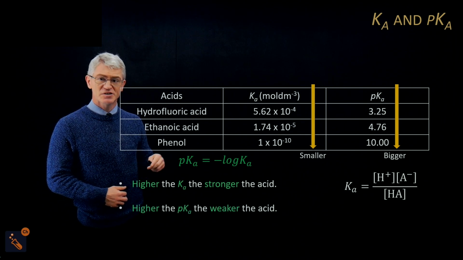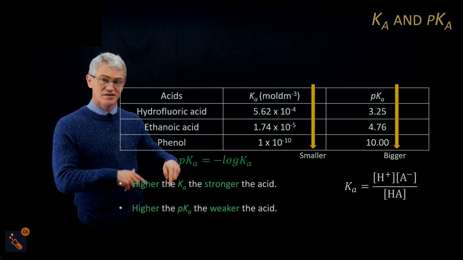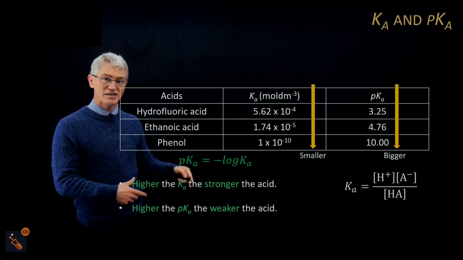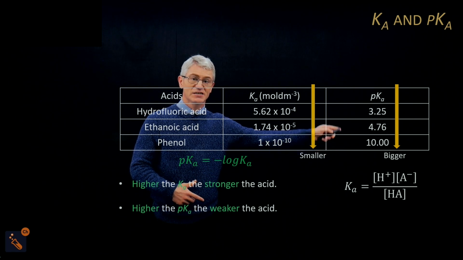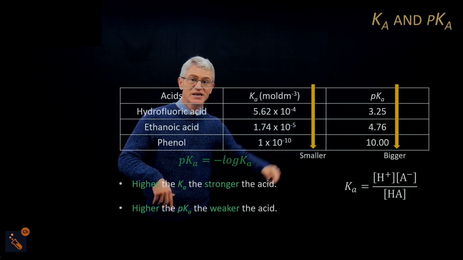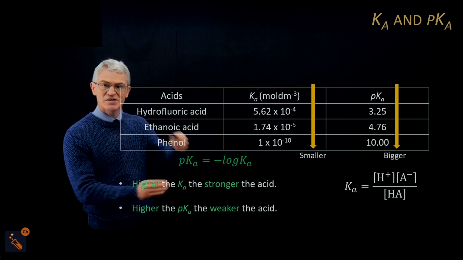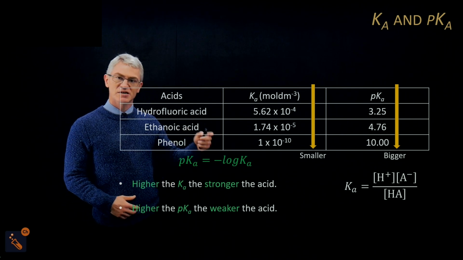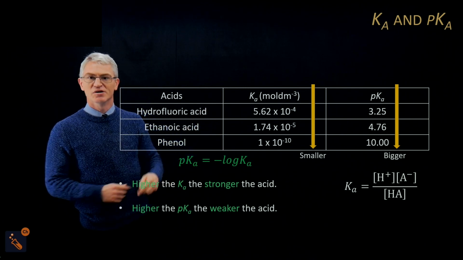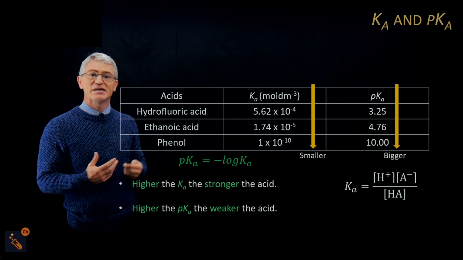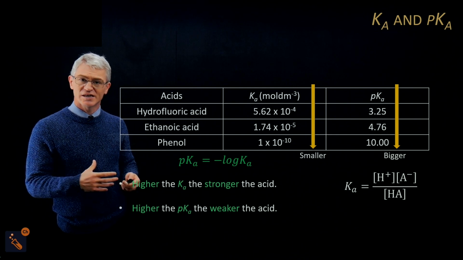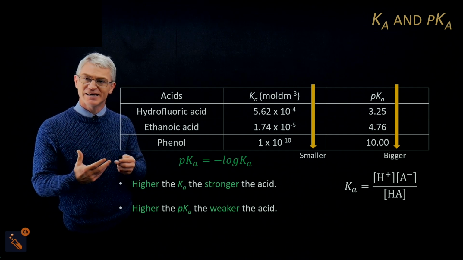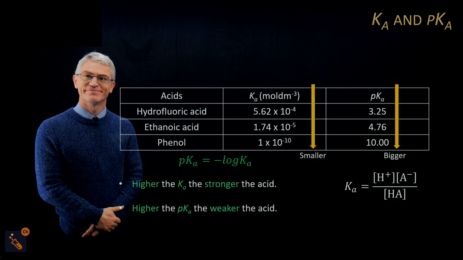Now, the opposite is with pKa. The higher the pKa, the weaker the acid. So the biggest number here is 10, so it's the weakest acid, so the strongest acid is the smallest number. And that's done by this minus log, so it inverts it basically. Something that has a high number will then have a low number afterwards. And that basically is how you can tell the difference between a strong acid and a weak acid with Ka and pKa.